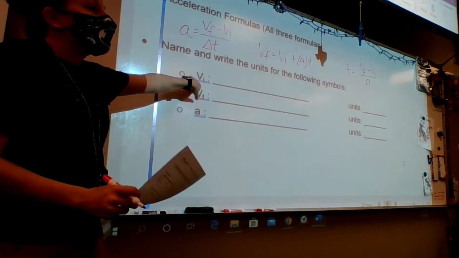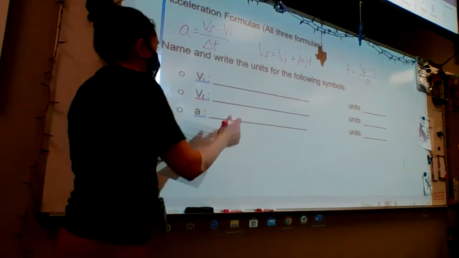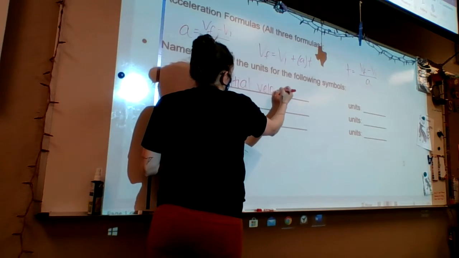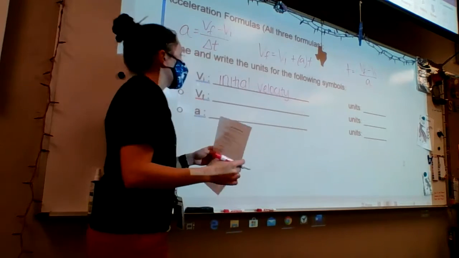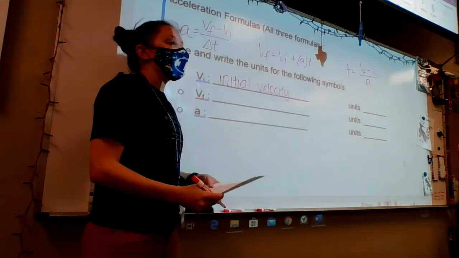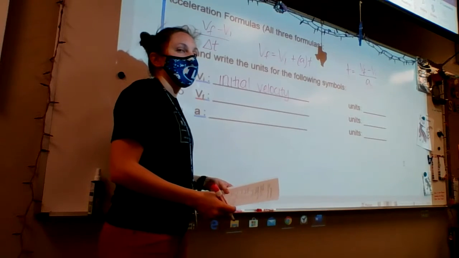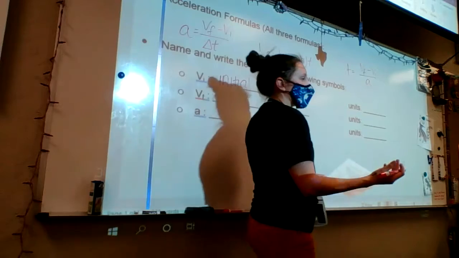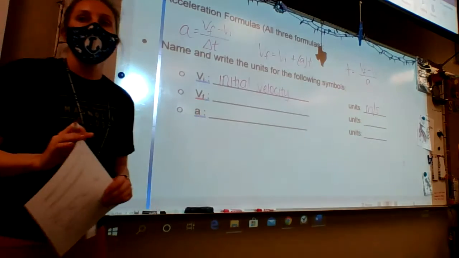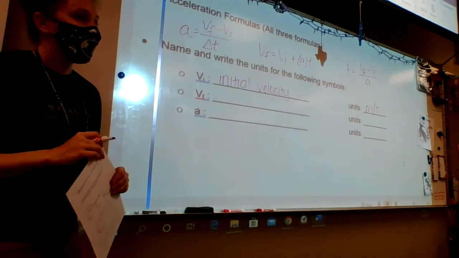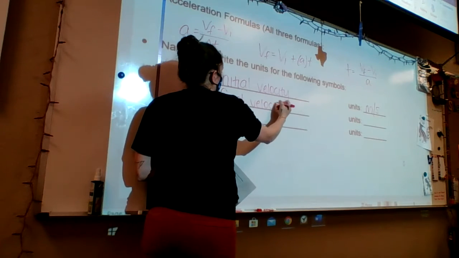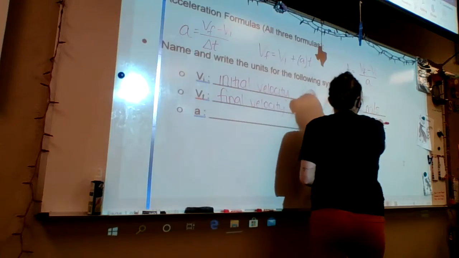What does VI stand for? Initial velocity. That's what we're going to write in this blank right here. So the starting velocity. And what's usually the units for velocity? Meters per second. Meters per second is usually what we calculate velocity in. What does VF stand for? Your final velocity. So where did you end up velocity-wise? The ending velocity. Velocity once again is measured in meters per second.